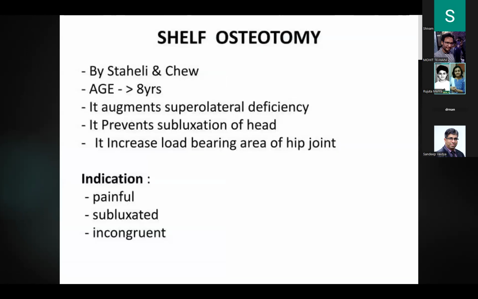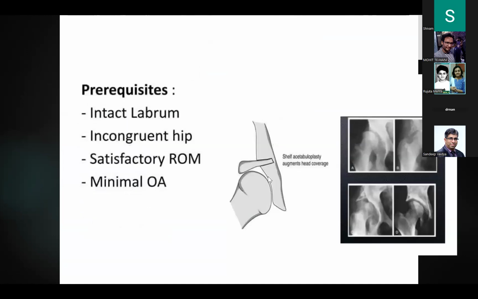Shelf osteotomy by Staheli, again preferred above 8 years of age, augments the superolateral deficiency in the proximal femur coverage and prevents subluxation of the head, and increases the load-bearing area of the hip joint. Indications are again similar to Chiari's osteotomy.